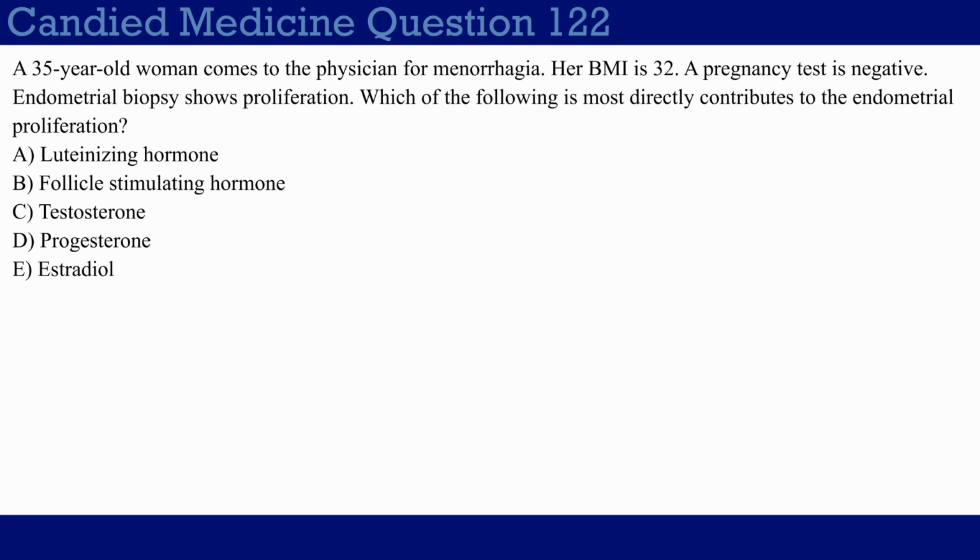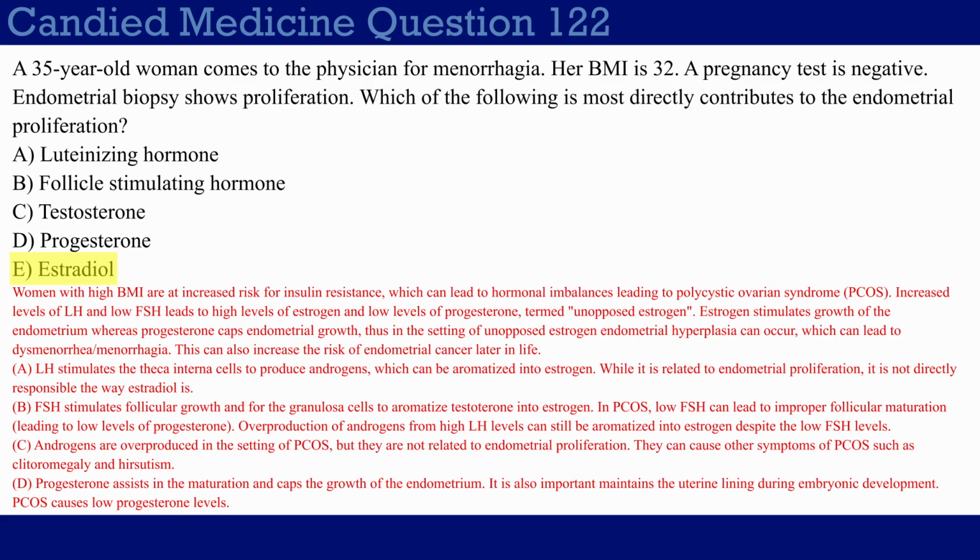Estrogen itself stimulates the growth of endometrium, whereas progesterone can cap endometrial growth. So, in a setting of unopposed estrogen, you can have endometrial hyperplasia, which can lead to dysmenorrhea or menorrhagia. So, choice E, estradiol, is the correct answer.